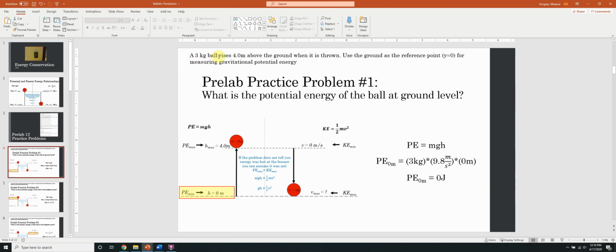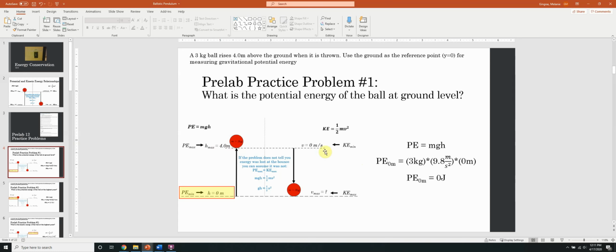a 3-kilogram ball that rises 4 meters above the ground when it is thrown. Use the ground as a reference point, so y is equal to 0 meters, for measuring gravitational potential energy. You can see down here in the image, this looks just like the image we just looked at, but I filled in the information that they gave us in the problem. They told us that the maximum height was 4 meters. They told us the mass of our ball was 3 kilograms. And so I filled in the information that we know.